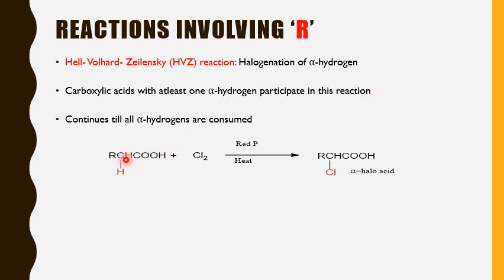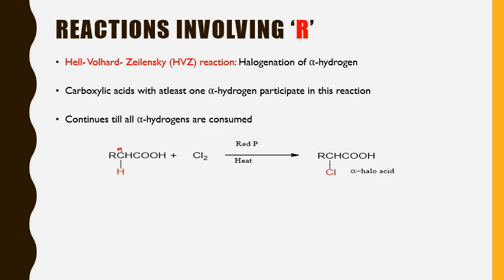This is the reaction. So here you can see this is the carboxylic acid functional group and this is the R chain which has RCH2. Okay, and as we know, the carbon next to the functional group is called alpha, is notated as alpha, here. So since you have one hydrogen at this alpha carbon, this can be easily participated in this HVZ reaction.